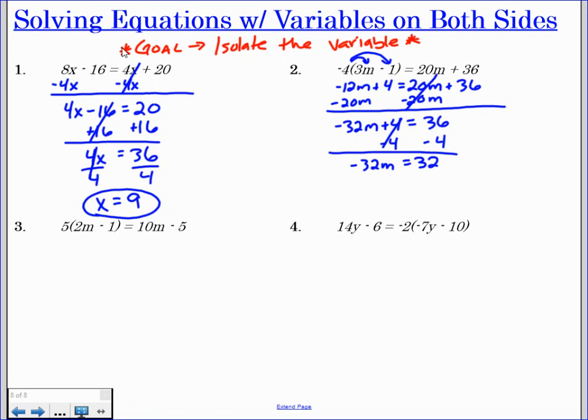No way. Did I get a whole number again? Oh my gosh. Divide by negative 32. Man, this is a good day. m equals negative 1. That never happens. Two in a row, whole numbers. I'm on fire. All right.